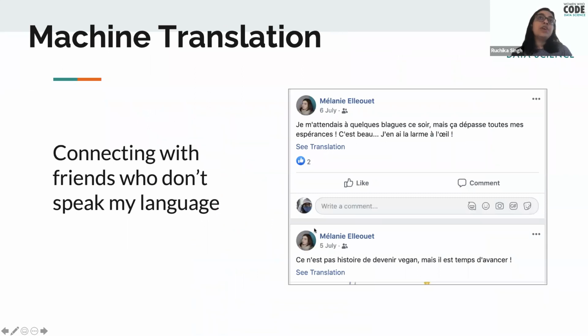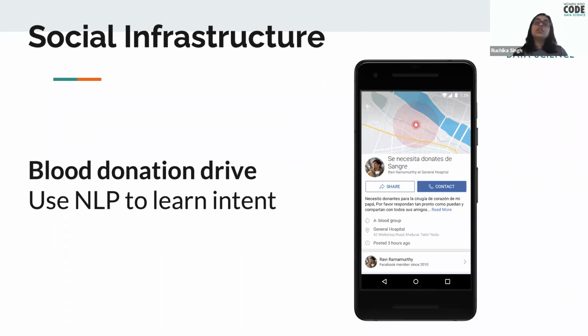Now, machine translation, we talked about it. This is a friend who is French, and she's one of my closest friends, but I would have never understood what she puts on her feed if there was no machine translation. Connecting with friends who don't speak my language is a big, big thing we see on social media.